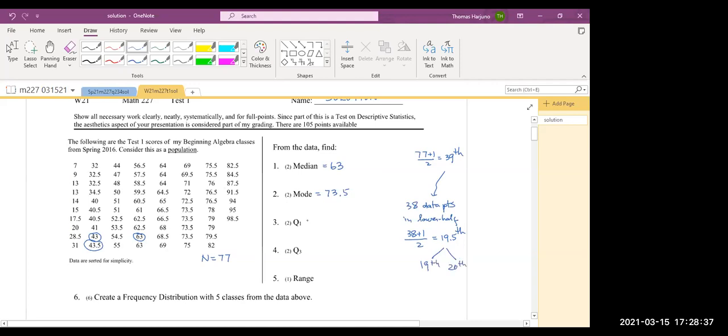That will be (43 plus 43.5) over 2. You have to write it like this though. Don't forget: if the median, or in this case the quartile, is between two numbers, then you need to write it that way before you compute it. So this was 43.25.